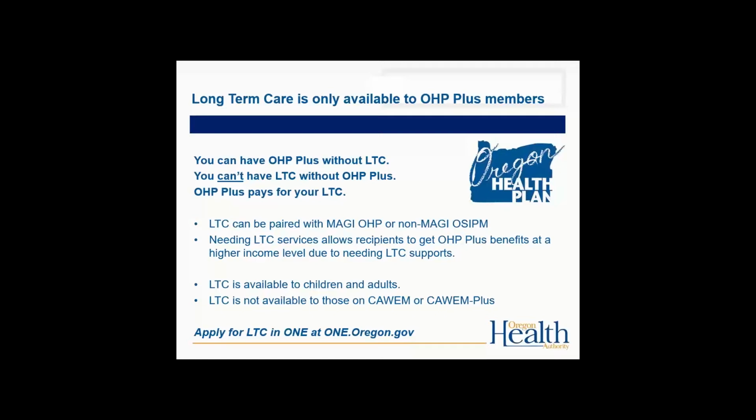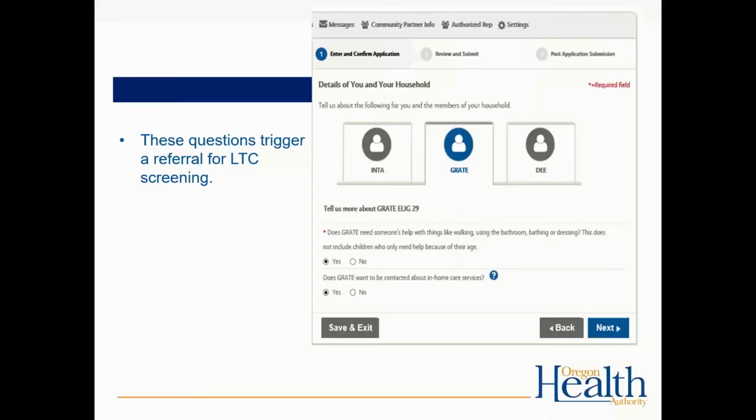A lot of the non-MAGI slowdown that we've heard from people is usually the interview and the additional information that we have to do to get that standard non-MAGI eligibility approved. It's not necessarily just the long-term care. So does the person need someone's help with things like walking, using the bathroom, bathing, or dressing? And then do they want to be contacted about in-home care services? Those are the two questions.